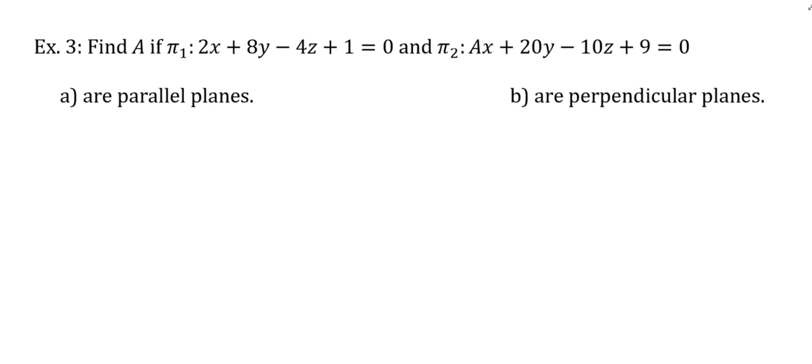Okay, one last question. Find a if you have the equation of two planes in scalar form: 2x plus 8y minus 4z plus 1 equals 0, but look at pi 2. It's ax plus 20y minus 10z plus 9 equals 0. So find the value for a that makes these two planes parallel and the value that makes the two planes perpendicular.